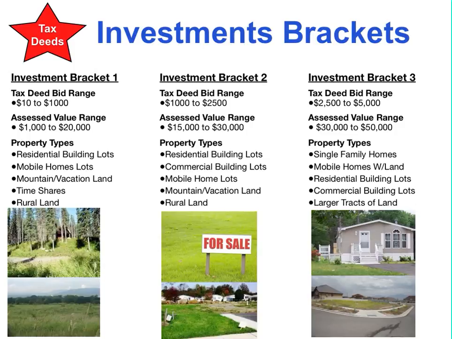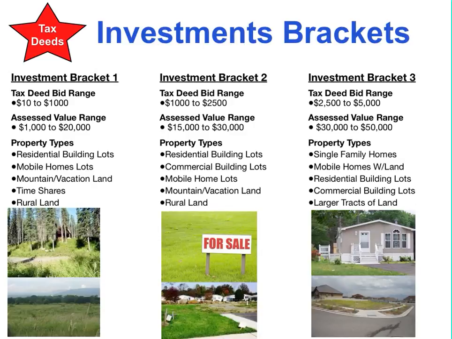So as far as the brackets, in bracket number 1, these are going to be tax deeds that range anywhere between $100 to about $1,000. The property value against these tax liens, 100 to 1,000, is going to range anywhere between 1,000 up to 20,000. This is where you're going to find your building lots, your mobile home lots, your vacation land. You may find a piece of vacant land.